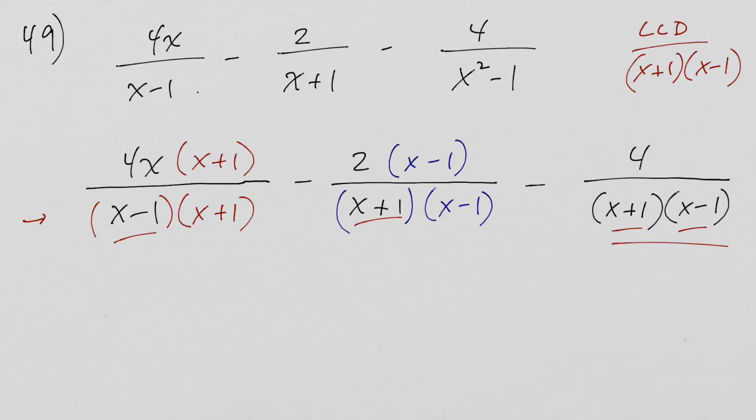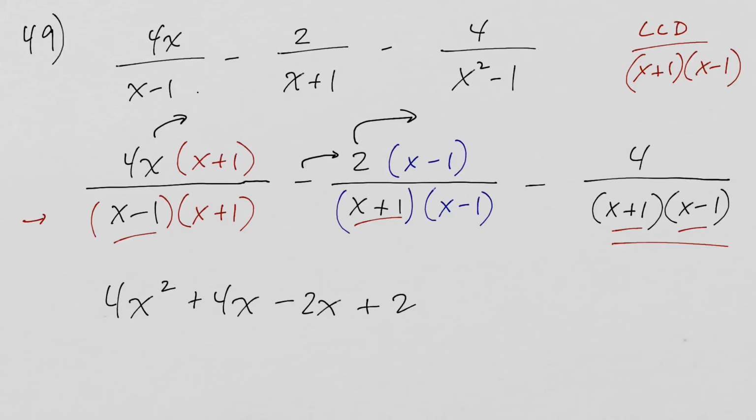So when I distribute here, I'll get 4x squared plus 4x. When I distribute here, make sure you tack this negative onto the 2 before distributing it through. And I'm going to get negative 2x, and I'll get a plus because a negative 2 times a negative 1 is a positive 2. And then I have negative 4. And this will be over my denominator, x minus 1, x plus 1.